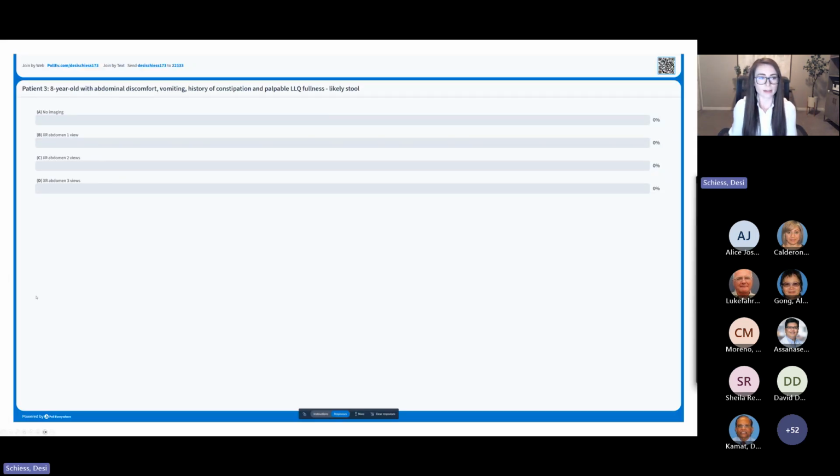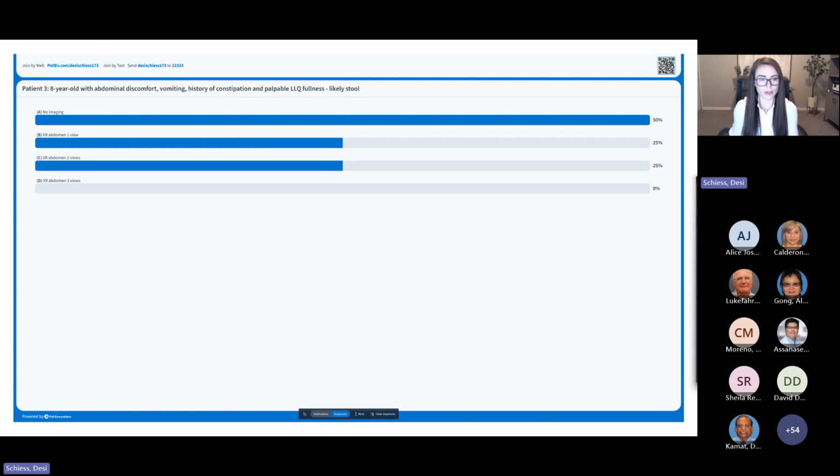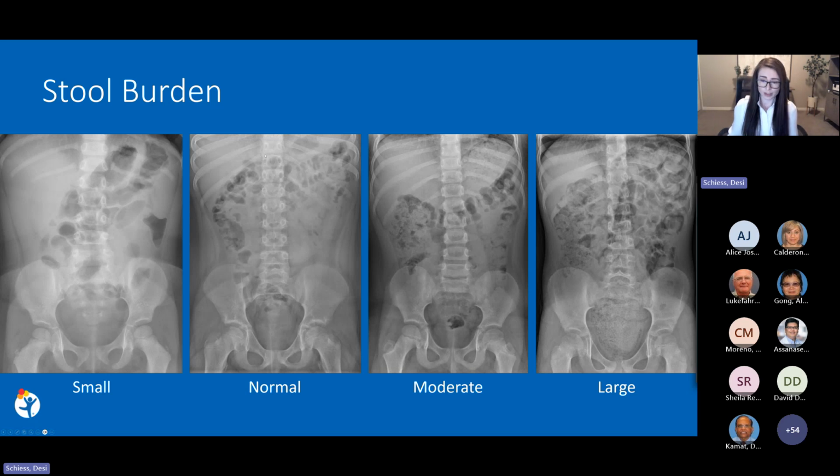All right, patient 3 is an 8-year-old with abdominal discomfort, vomiting, history of constipation, and palpable left lower quadrant fullness, likely stool. This is an actual clinical history that we got. So would you like no imaging or 1, 2, or 3 views of the abdomen? Getting some majority responses for no imaging, some with 1 view, and some people want 2 views. All right, excellent. So the correct answer in this case is no imaging. However, as you might imagine, this patient did get imaging.